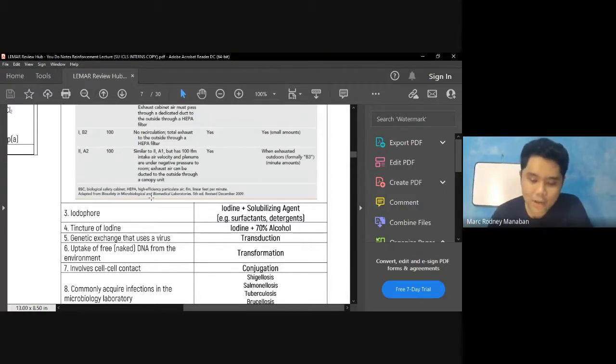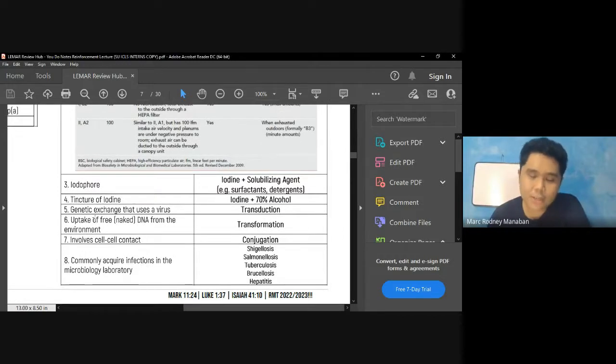Now we go to the genetics of bacteria. You have three major processes. Number one is transduction. Transduction involves the use of a virus, which is your bacteriophage. So the use of a virus for genetic exchange between two bacteria is transduction. If the question says it uses a virus for genetic exchange, even without mentioning bacteriophage, press the buzzer, your answer is transduction.